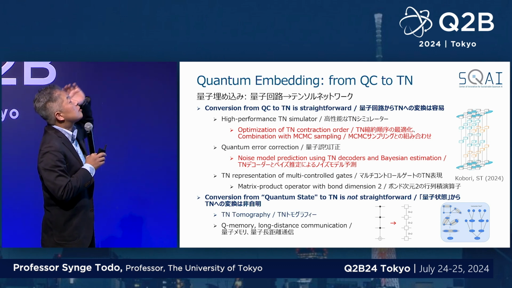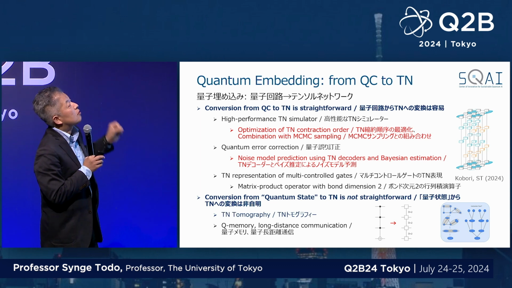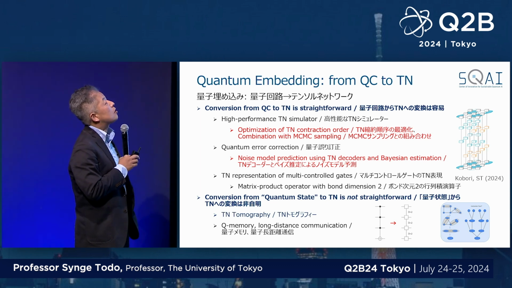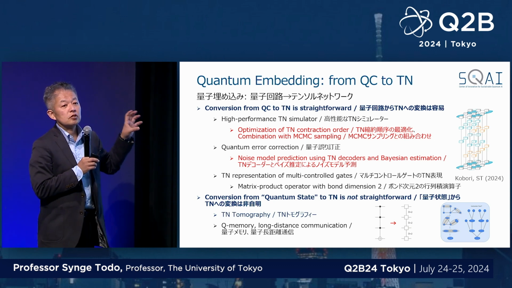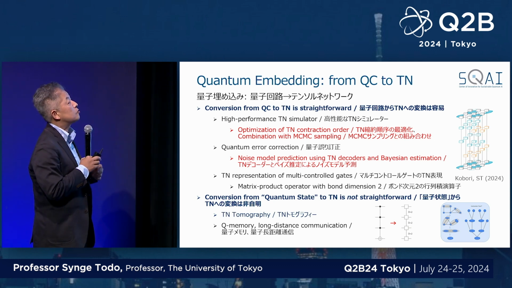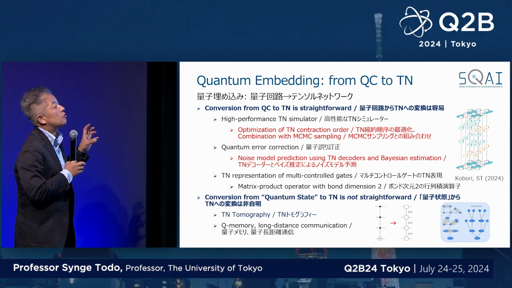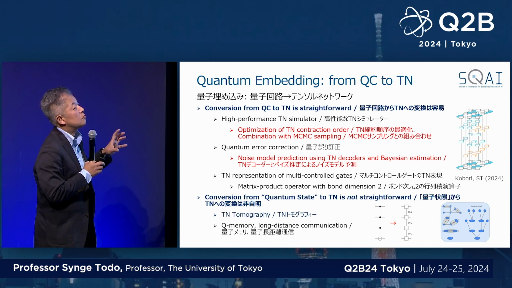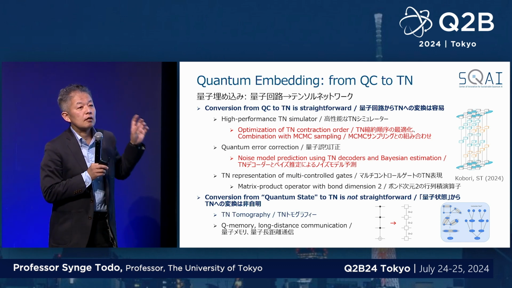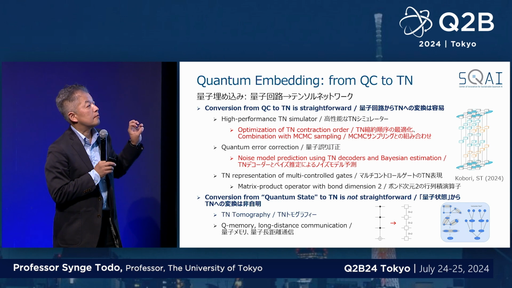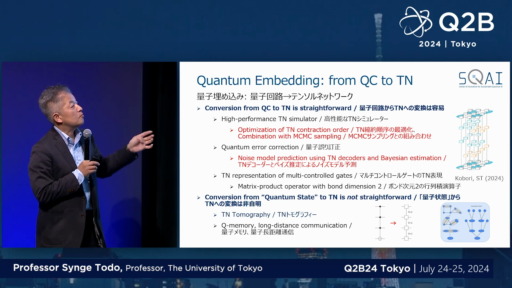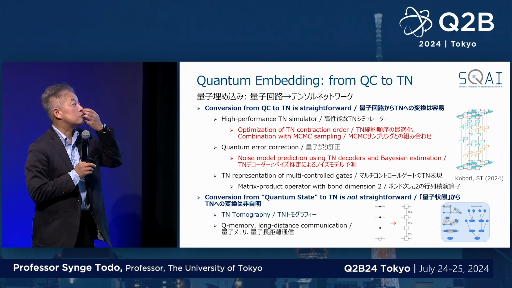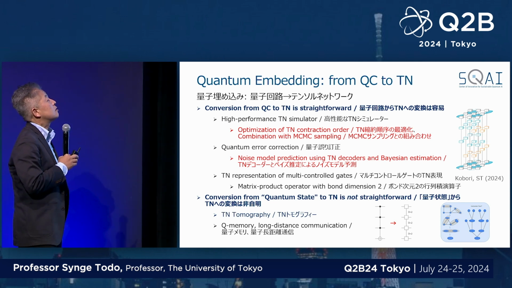Now, this red font indicates our current project. There are two ways of quantum embedding. First, from quantum circuit to tensor network. This is easy. This is a one-to-one relationship. So you can use conventional tensor networks to create high performance simulation, or by utilizing MCMC sampling, you can use a Markov chain. You can actually improve the result of a simulation.